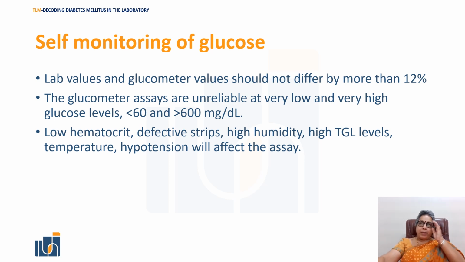But one should bear in mind the calibration, regular controls, comparison with the laboratory, the unreliability at very low and very high levels of glucose, and the various factors that can affect the reading like low hemoglobin, high humidity, not closing it properly, high triglycerides, temperature, hypotension, and so on. So, though it is commonly used and very easy to use, it comes with a certain amount of issues and certain disadvantages.